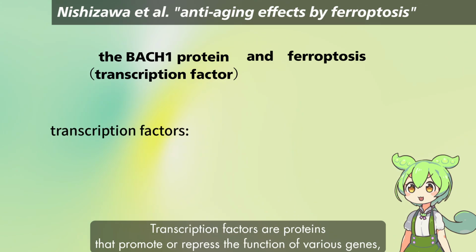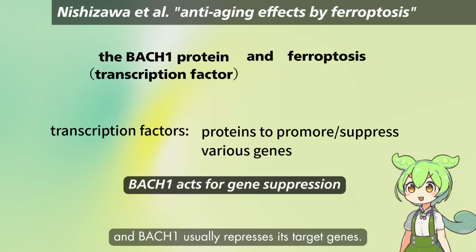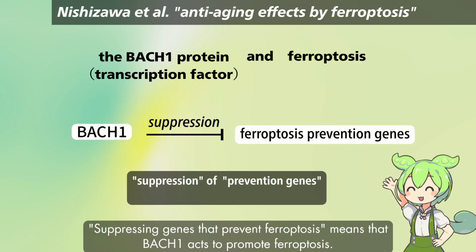Transcription factors are proteins that promote or repress the function of various genes, and BACH1 usually represses its target genes. The genes repressed by BACH1 included those that prevent ferroptosis. Suppressing genes that prevent ferroptosis means that BACH1 acts to promote ferroptosis.